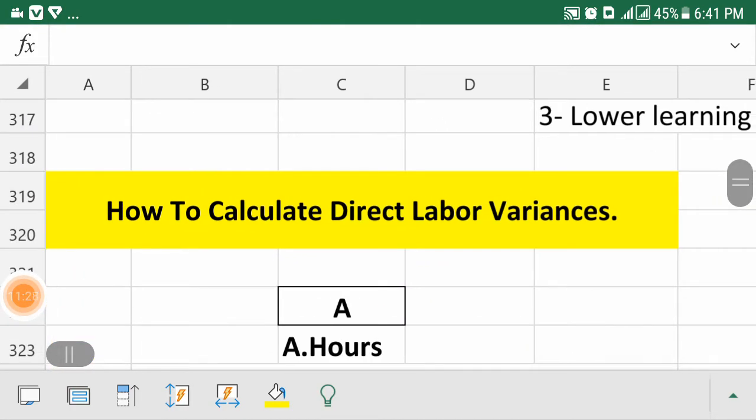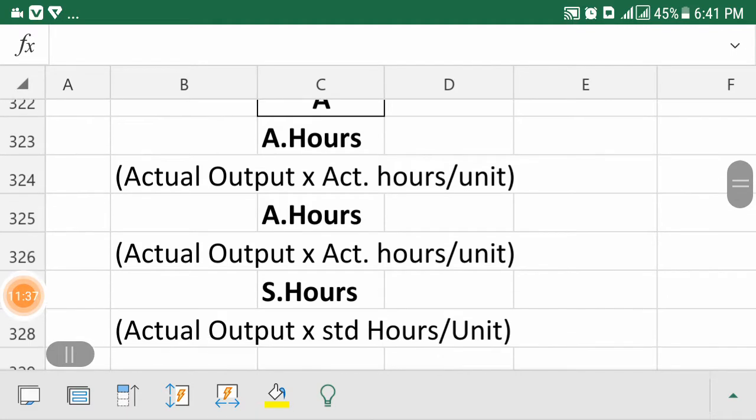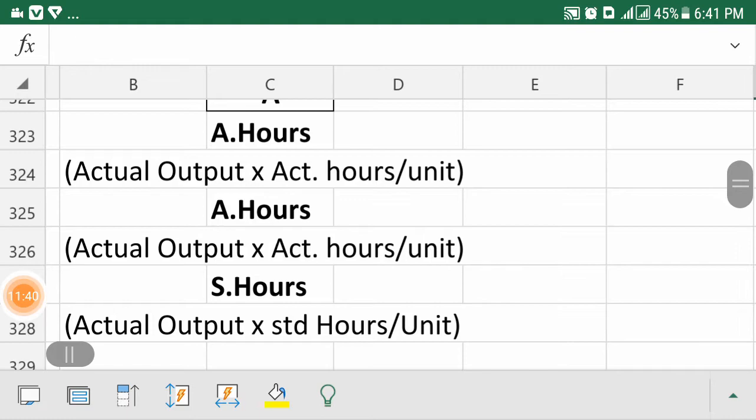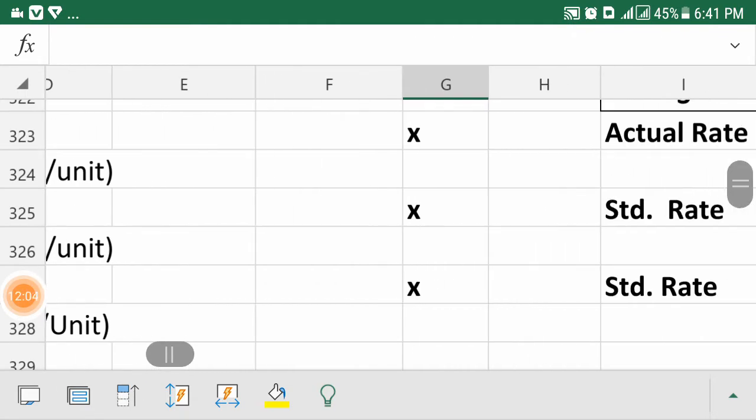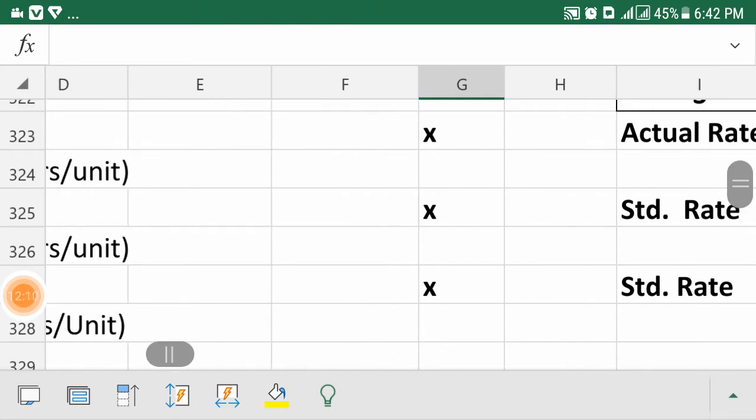Now the third point, how to calculate it. The calculation is the same as the material variance. First of all, you will write the A and then S. For the materials variance we are using the quantity, but for the labor variance we will use the hours, because the hours represent the quantity, the volume. So you use the actual output into actual hours, how many hours they are taking. First actual, thereafter standard. On this side, for the price rate, you first take the actual rate, then after that you take the standard rate.